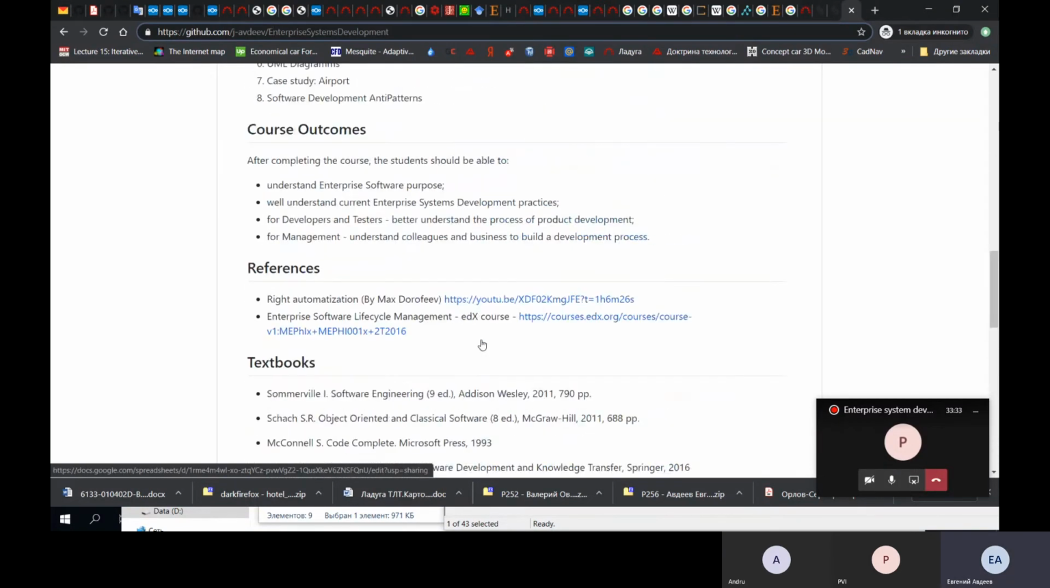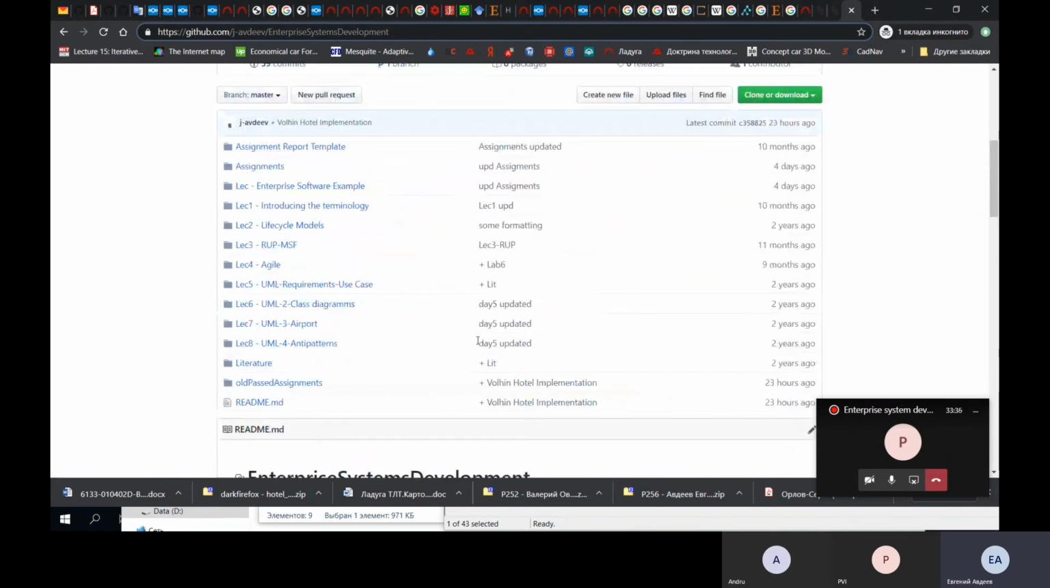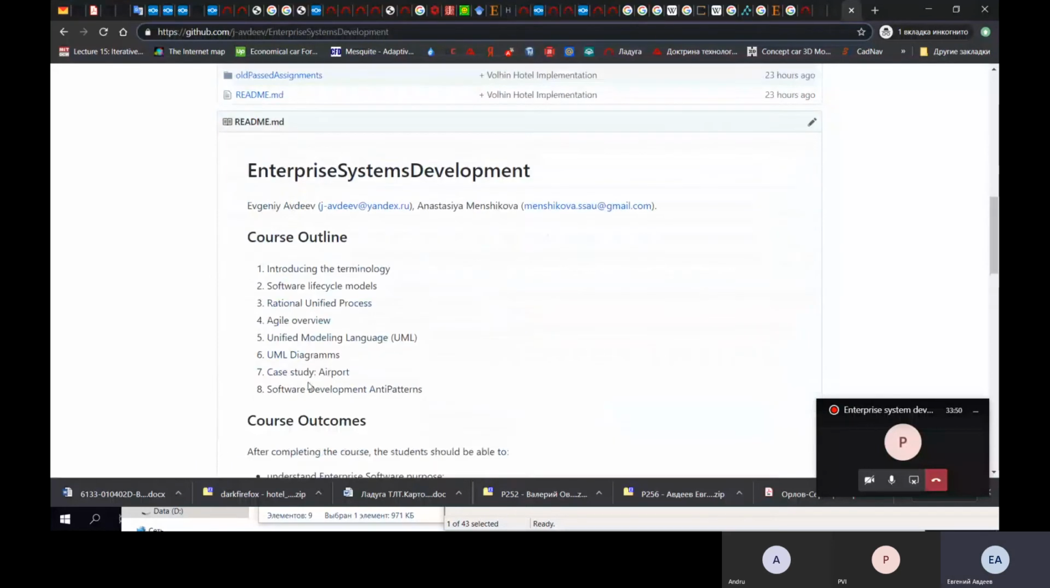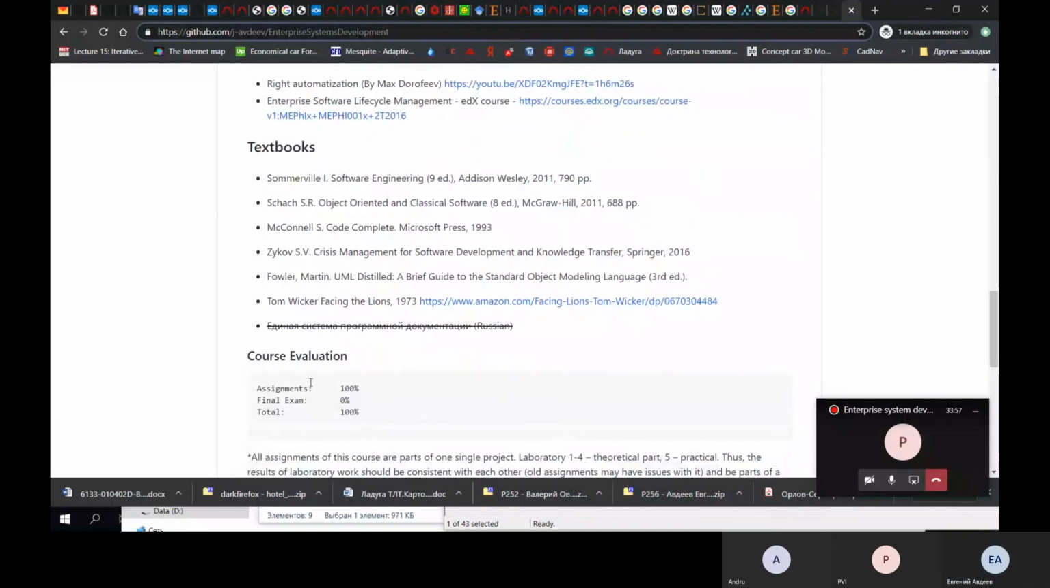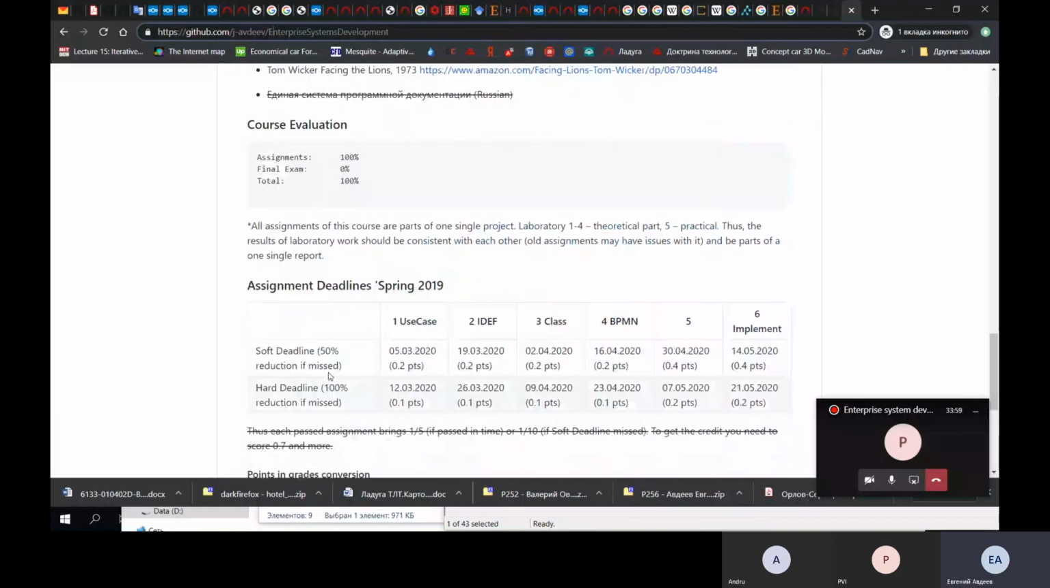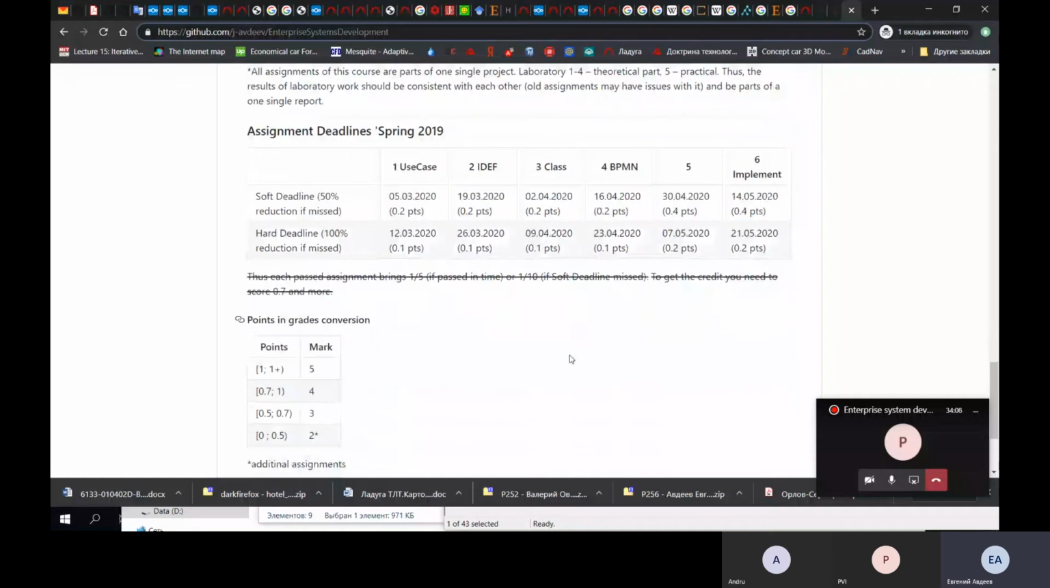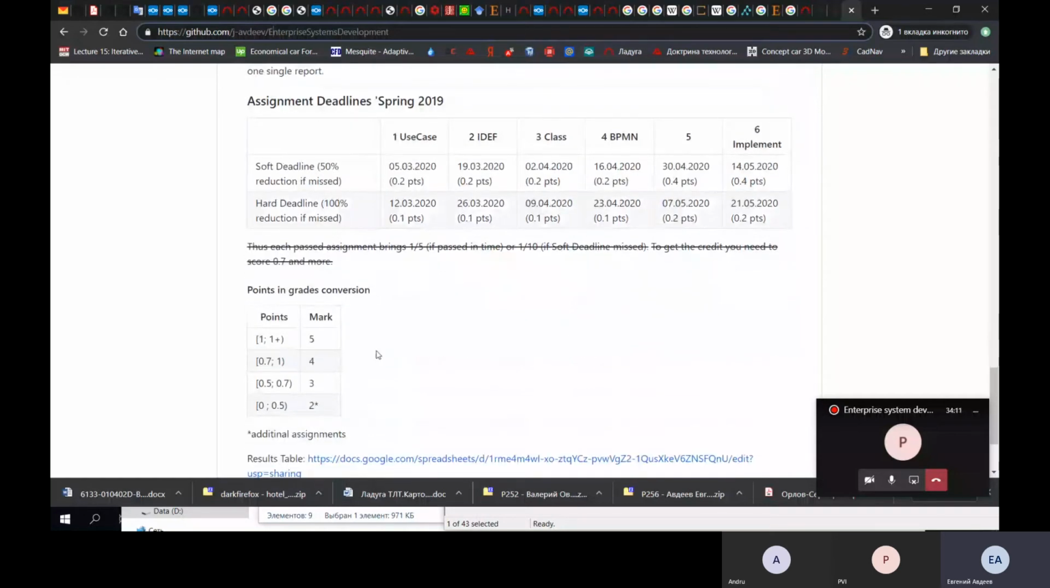Also, for every assignment, you can see previous assignments. The quality of these assignments is not the best, but you can use them for your work. And as in my previous courses, in this course the total mark will be based on your assignment activity. So if you pass all assignments on time, you will get the highest mark.